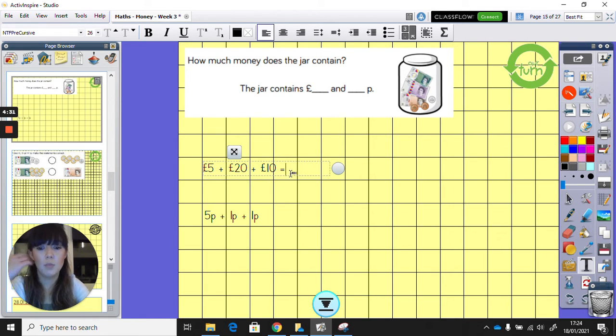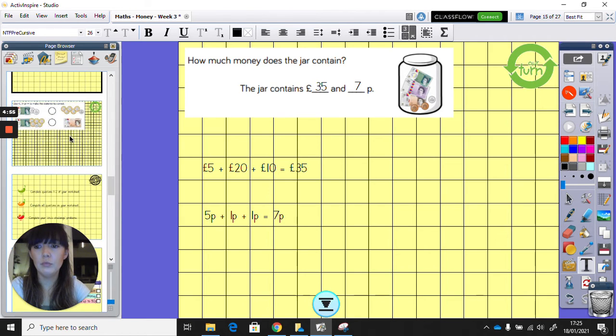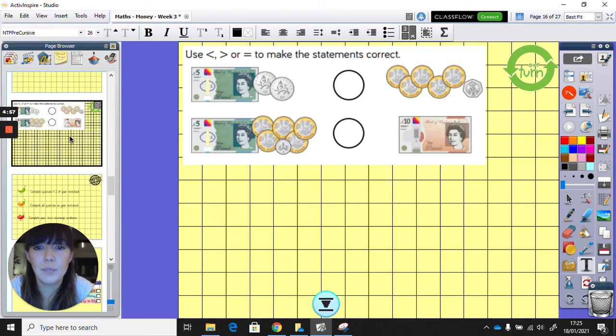Add £5 would be £35. Okay. And then for the pence, 5p add 1p is going to be 7p. So it's asking you to complete the sentence. This jar contains £35 and 7p. Cool. Next question.